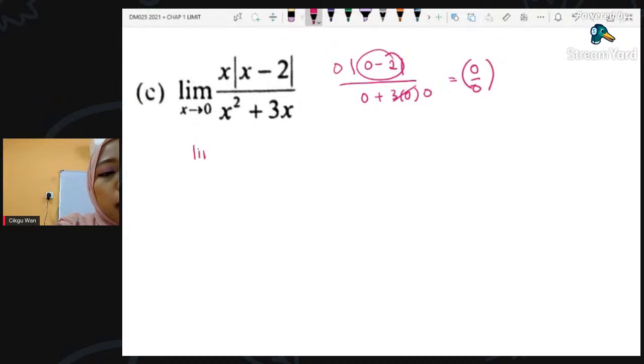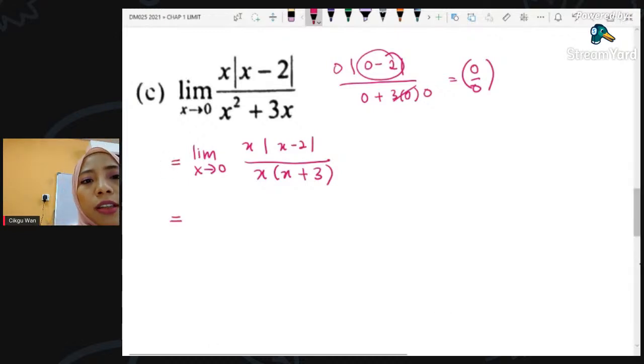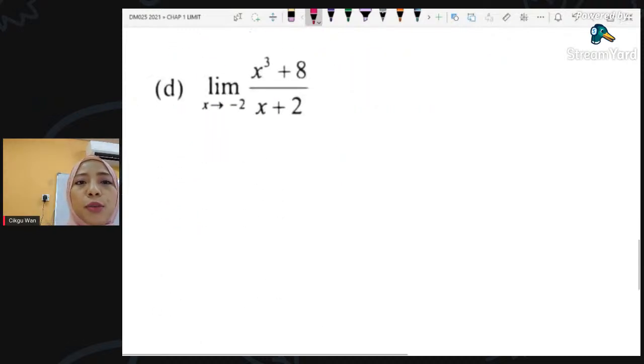So what you do here is, nothing you can do at the top, but at the bottom, x plus 3. Okay, so we cancel out. Then we substitute 0 minus 2, modulus of 0 minus 2, over 0 plus 3. So the modulus of negative 2 will give us 2. So the answer would be 2 over 3. Easy? Yes, Tun, factor, cancel x, very good. Okay, so everyone, we may proceed to the next question, okay?